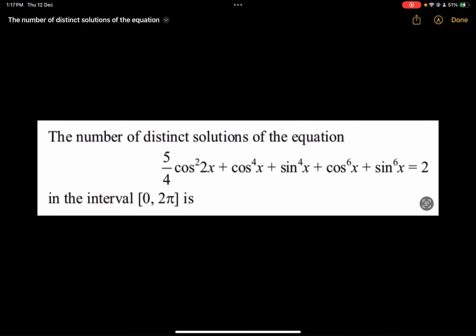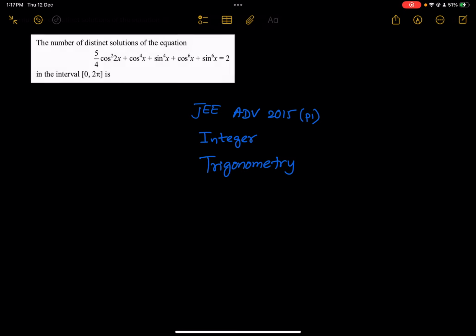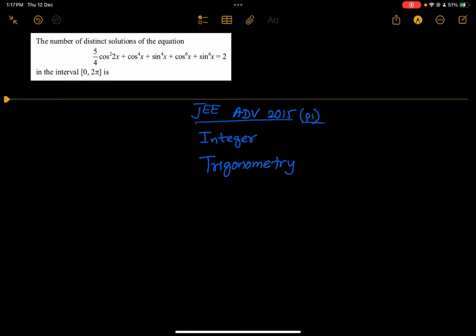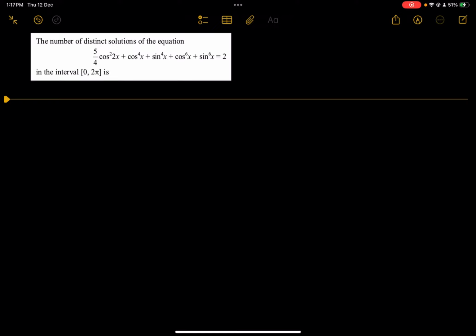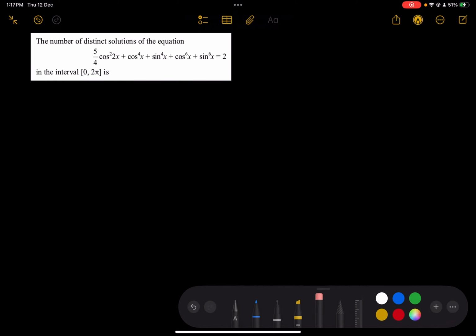Hi, this question appeared in JEE Advanced 2015 in its first paper, and it is an integer type question from the topic trigonometry. So let us go ahead and solve this question. But before we do that, I would strongly recommend each one of you to pause this video at this moment and give this question a try.